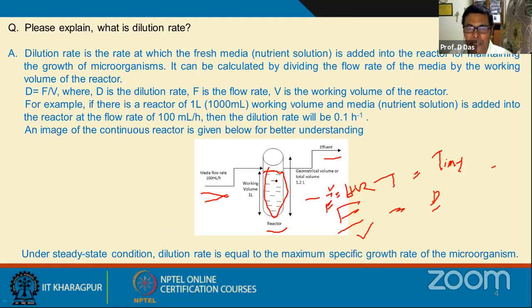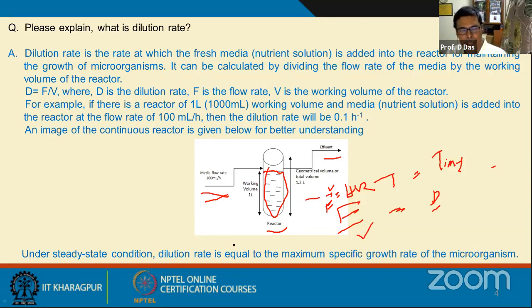Suppose in this reaction mixture, you have cell mass, you have substrate, you have product. You are continuously passing your substrate here and taking out the product, but when it reaches the steady state condition, then the cell mass concentration, product concentration, and substrate concentration will be uniform, unchanged with respect to time. This is the beauty of using this continuous system.